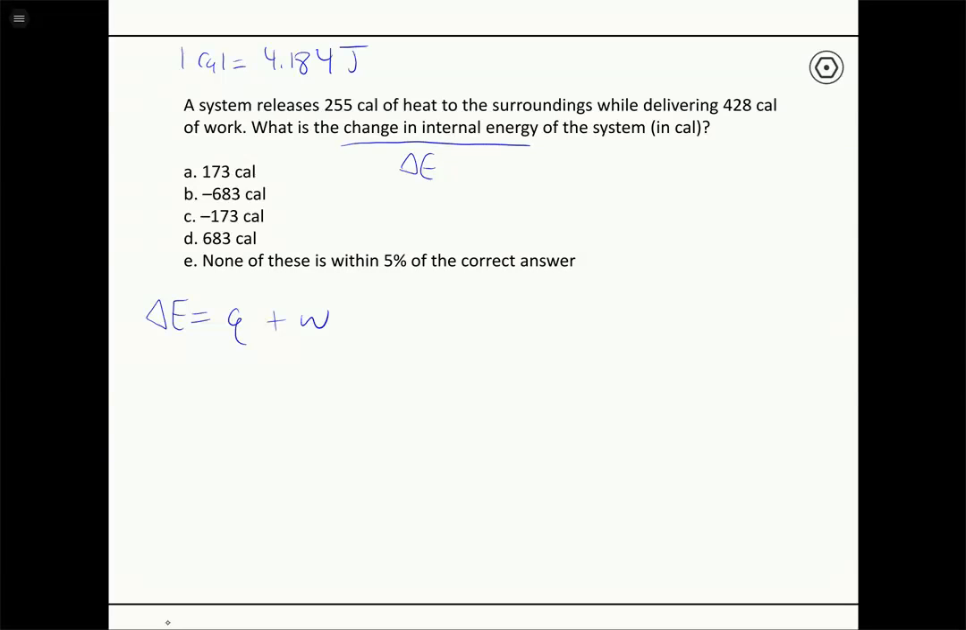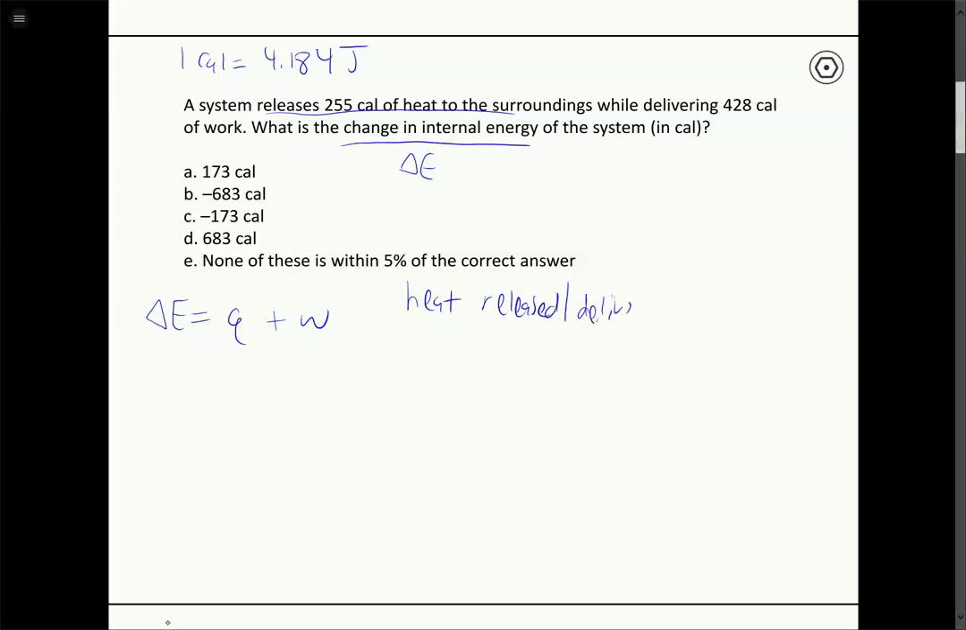So remember that if we have heat, so we're releasing heat to the surroundings. So if heat is released, or delivered as it's sometimes said, that means we have a negative sign for Q. And then when we have work here, we have delivering 428 calories of work. So if we're delivering work, that's going to be a negative W term as well.